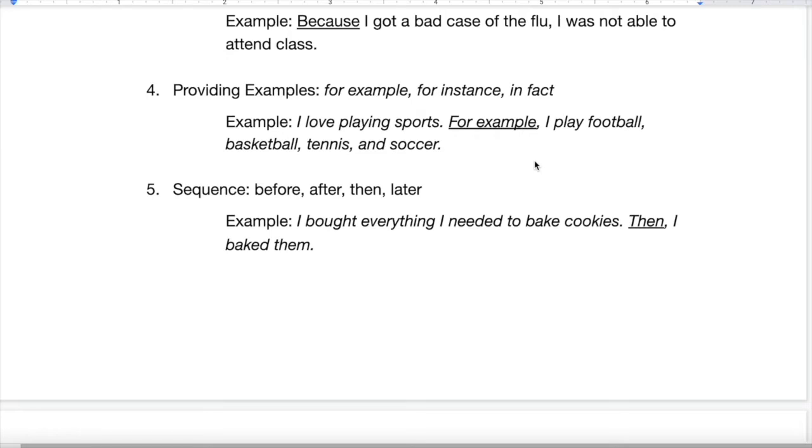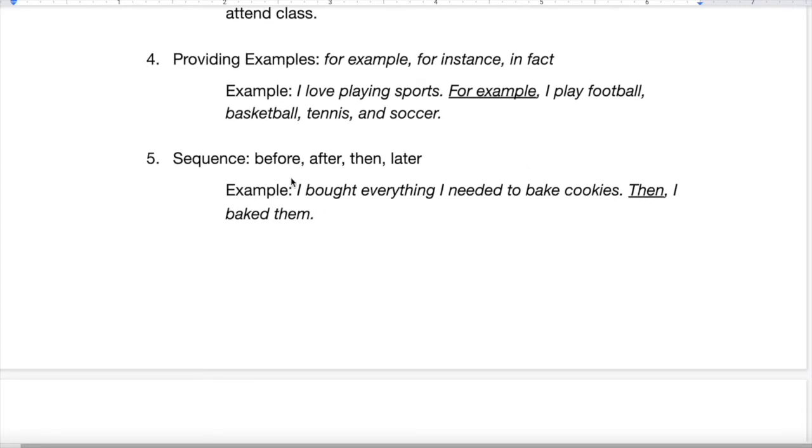Okay. Sequence is pretty easy. Sequence transition words depend on the relationship exactly. It could be different sequential relationships, but before, after, then, later, right? Or just some examples. Read the example, please. I bought everything I needed to bake cookies. Then I baked them. Yeah, right. And that would be the order. You're not baking the cookies first and then buying everything you need, right? You buy everything you need, and then afterwards, I baked cookies.